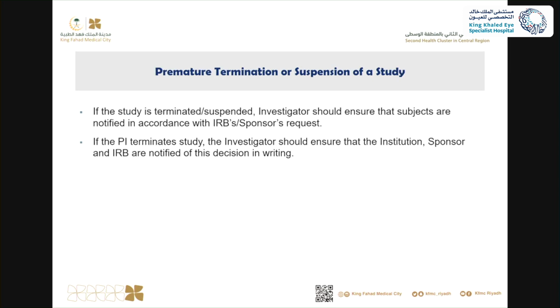Premature termination. You as investigator, if you feel that your study is jeopardizing the safety of your research subjects, have the right to terminate the study. That's why now the Kingdom is requesting SAEs, serious adverse events that occurred at other sites, to be shared with your country.